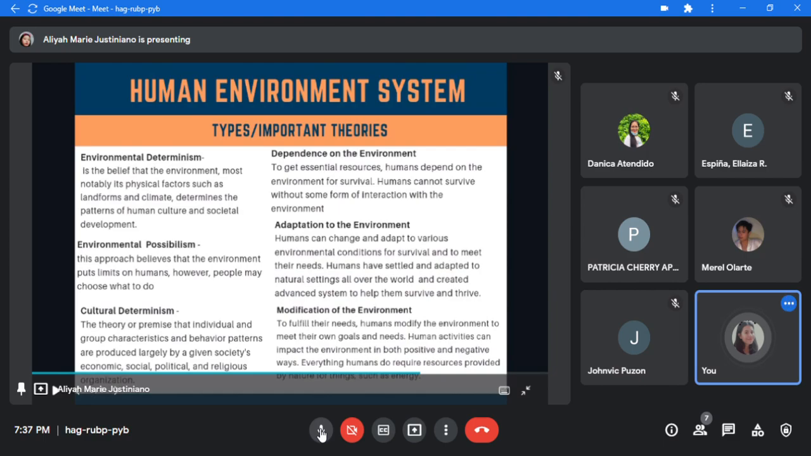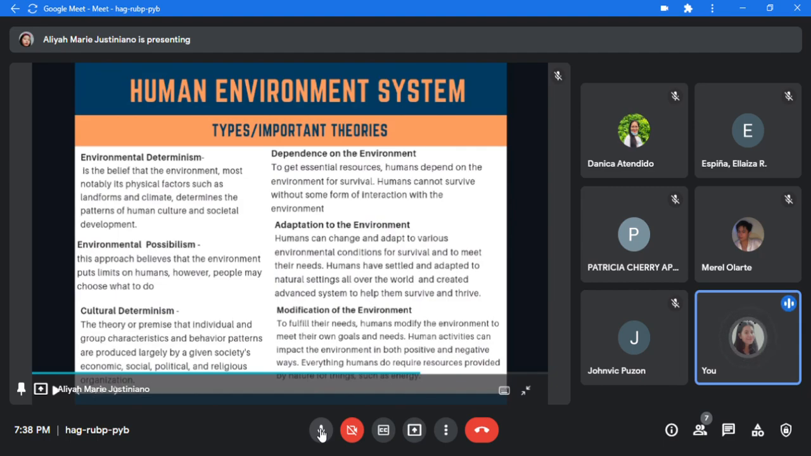So, yung sa environmental possibilism, naniniwala sila sa approach na to na yung environment, yun siya yung nagbibigay ng limits sa tao. Dahil isang factor dito is yung culture na din, and kaya nabibigyan ng limit yung tao kasi nga madaming environment, mas madami siya compare doon sa tao. And sa cultural determinism naman, this theory or premise is that individual and group characteristics and behavior patterns are produced largely by a given society's economic, social, political, and religious organization.